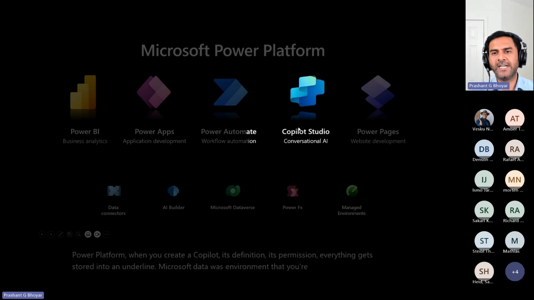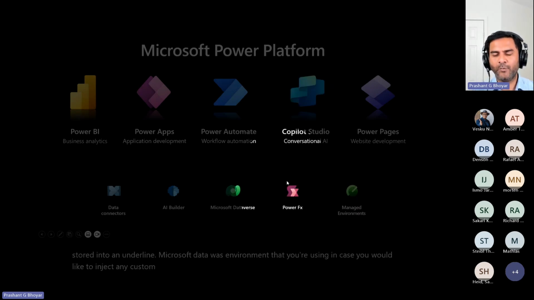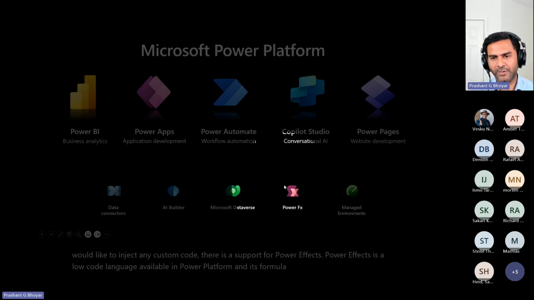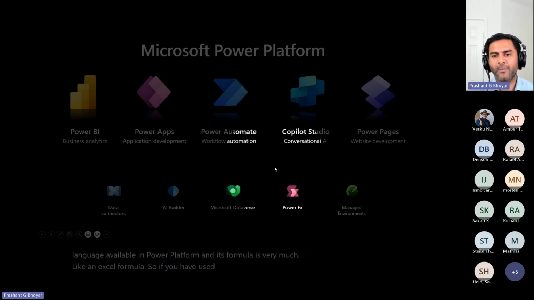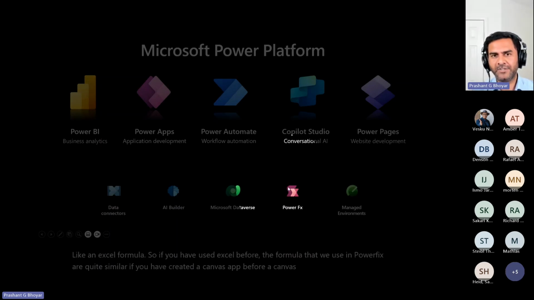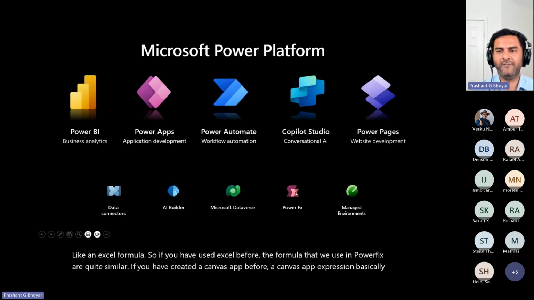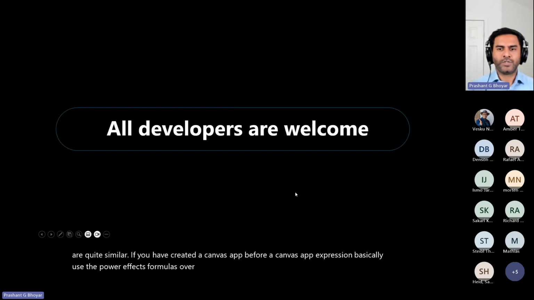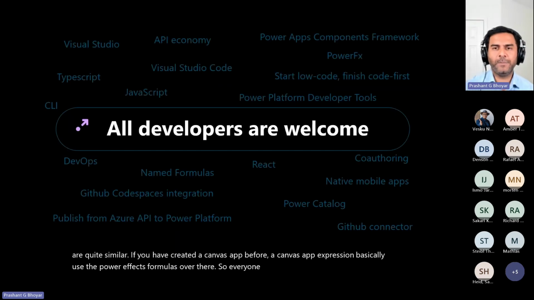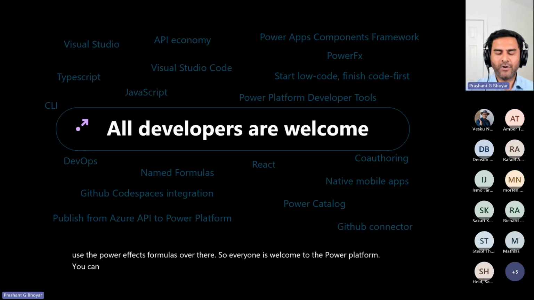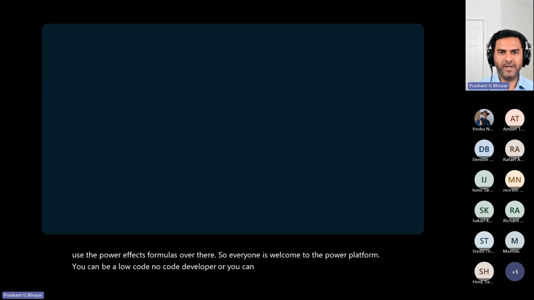In case you would like to inject any custom code, there is support for Power Fx. Power Fx is a low-code language available in Power Platform, and its formulas are very much like Excel formulas. So if you have used Excel before, the formulas that we use in Power Fx are quite similar. If you have created a Canvas app before, Canvas app expressions basically use Power Fx formulas. So everyone is welcome to the Power Platform. You can be a low-code, no-code developer, or you can be a professional developer as well.